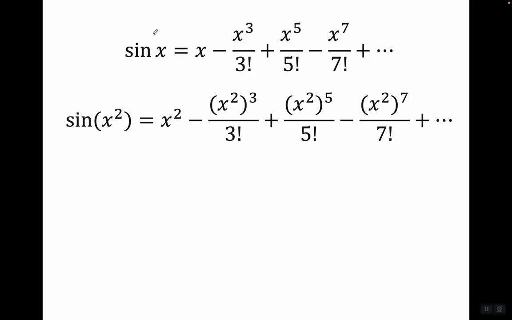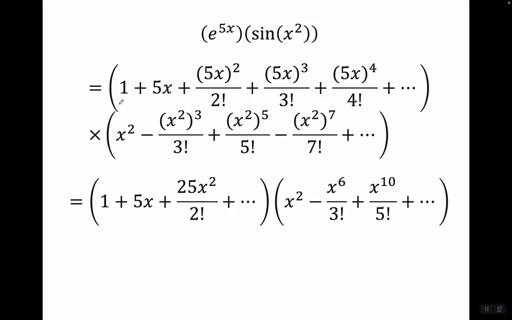Similarly, we have the power series for sine x. That's burned in your brain, hopefully. And to find the power series for sine of x squared, we just use substitution. We replace the x with x squared. So we get x squared minus x squared cubed over 3 factorial plus x squared to the fifth over 5 factorial minus x squared to the seventh over 7 factorial plus etc.